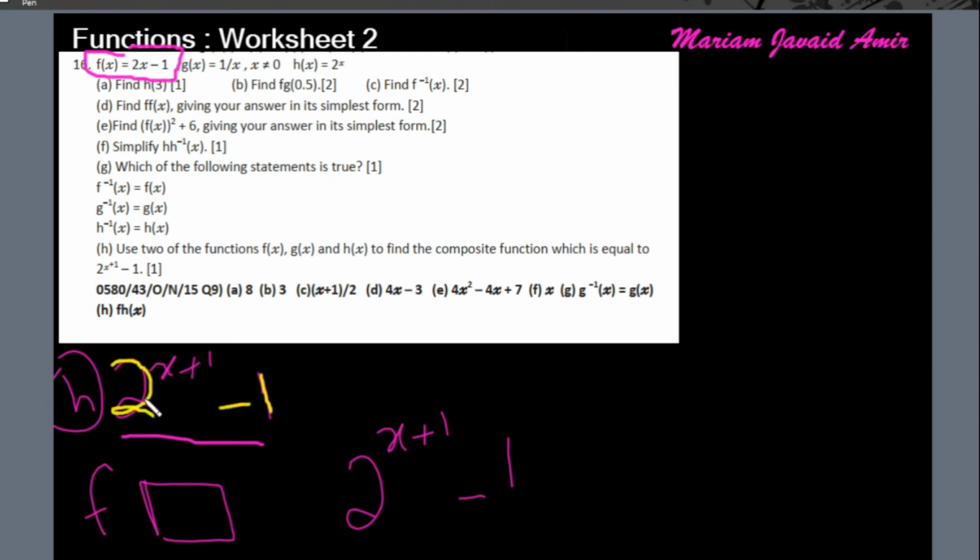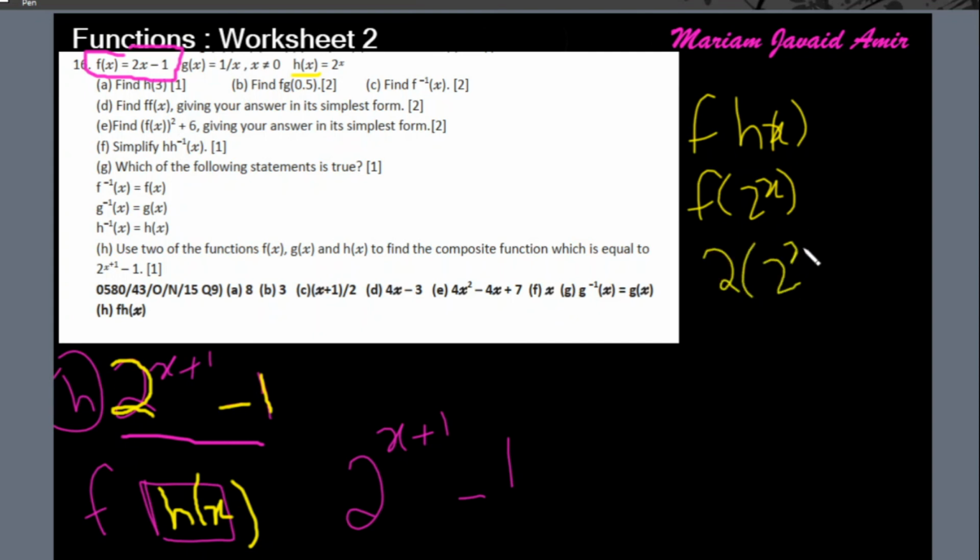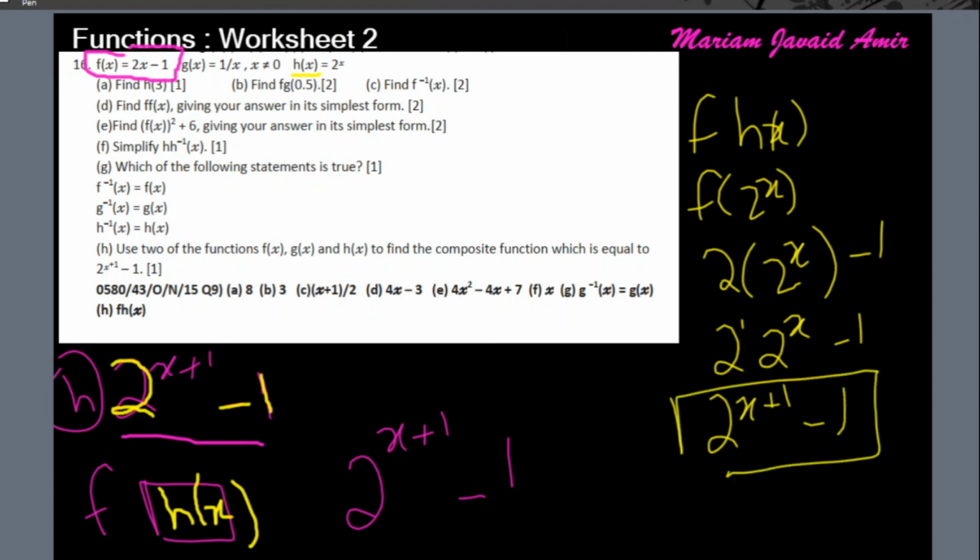So the first function would be f. Now what can we insert in this? Let's try to insert h(x) in it, and let's see if we get the desired result. If I insert h(x) in function f, I'll have to write it in this form. In f(x) I'll replace x with 2 to the power x minus 1. This is 2 to the power 1 times 2 to the power x minus 1, which becomes 2 to the power x plus 1 minus 1. Yes, it's correct. So the required composite function is f(h(x)).